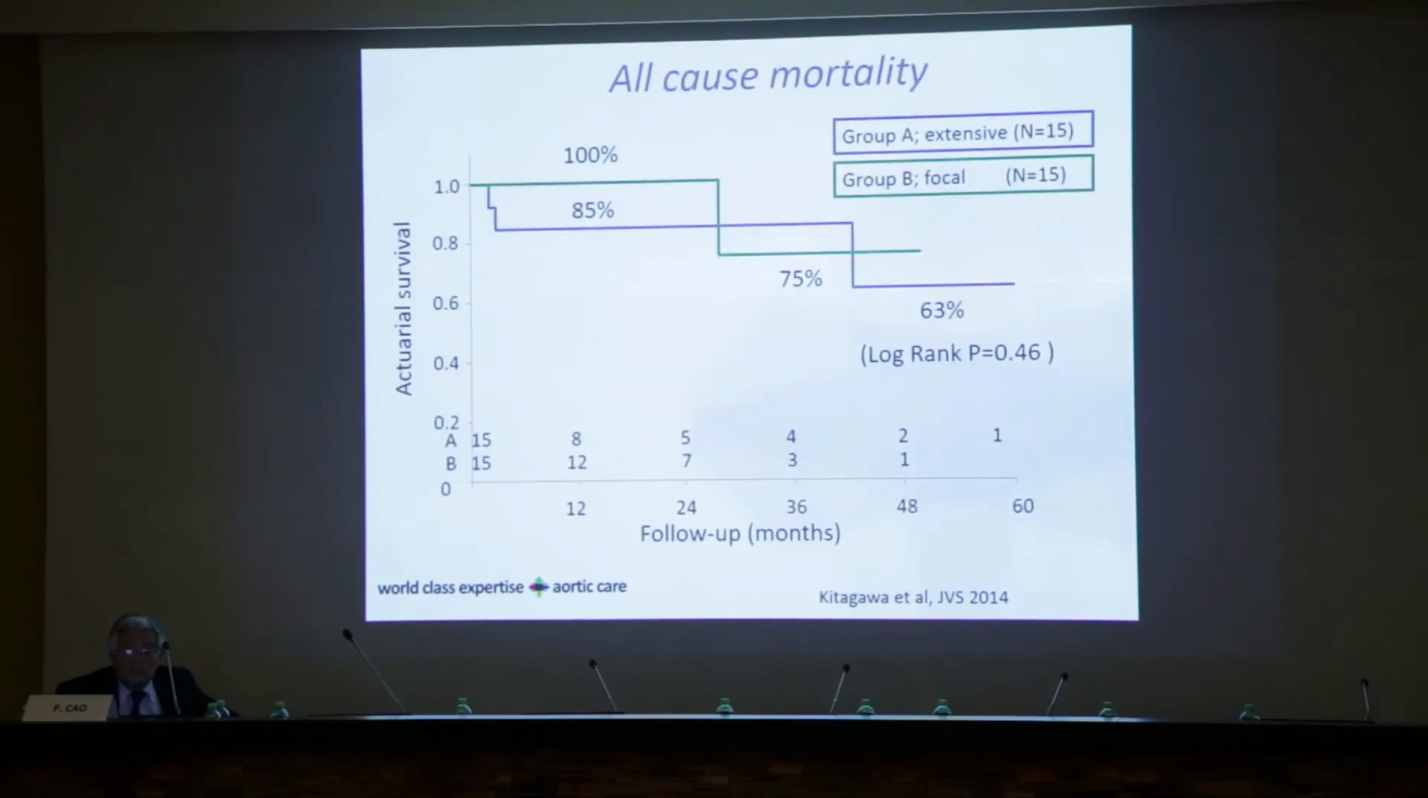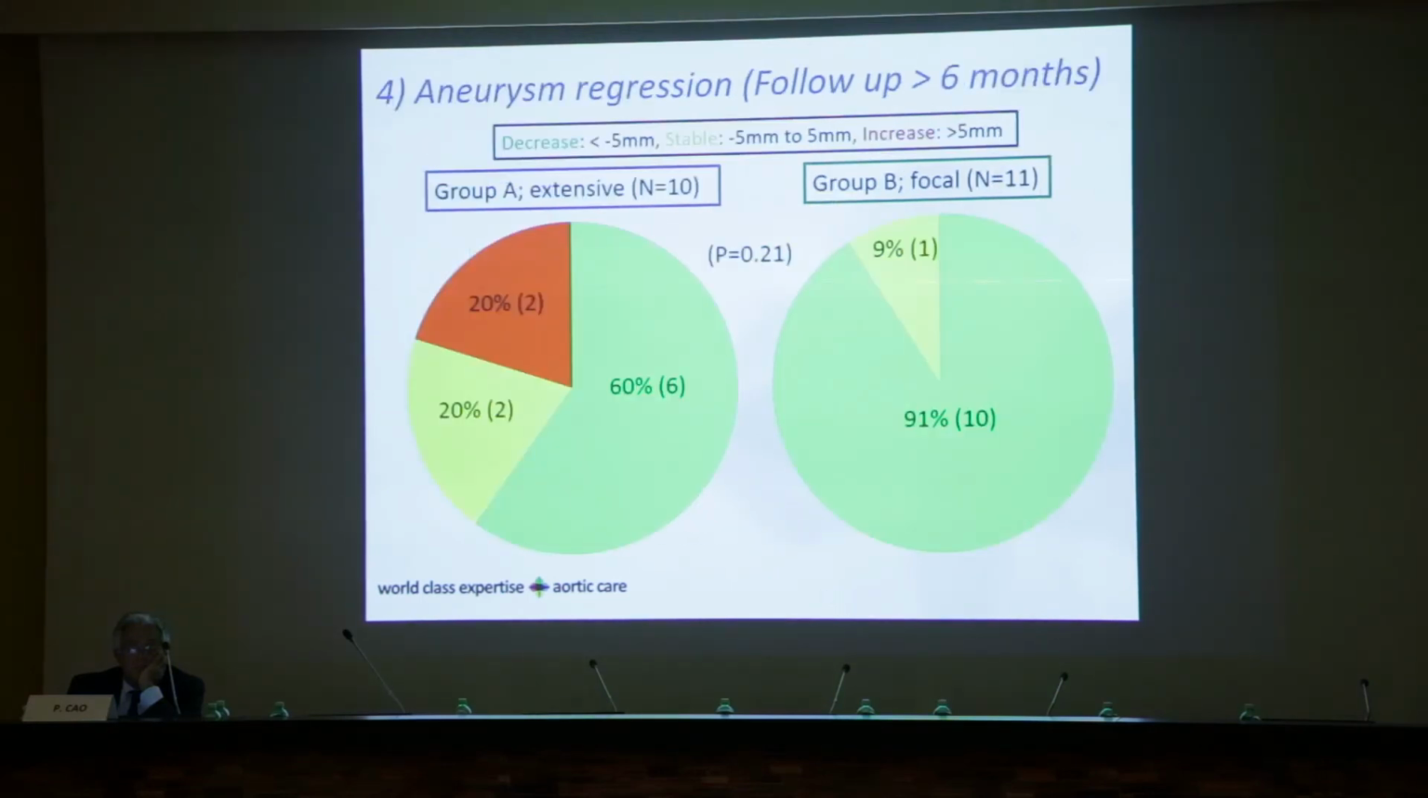And when we looked at this in Cleveland, we broke it down according to extensive dissection and focal dissection, recognizing that the group of focal dissectors were people who we were able to completely exclude the false lumen in the first session. And you'll notice that that does have an impact on whether or not the aneurysms go on to shrink without further reintervention. And in fact, if you can't get the false lumen excluded, it stands to reason that you do need further reintervention in order to get the false lumen to shrink.